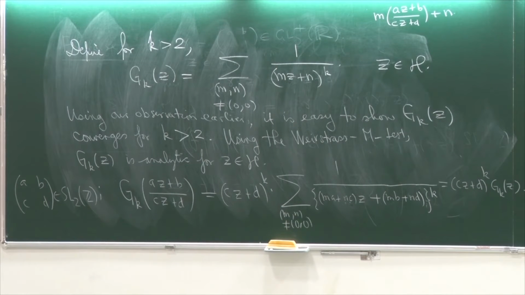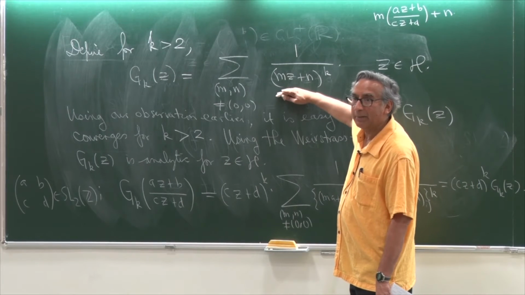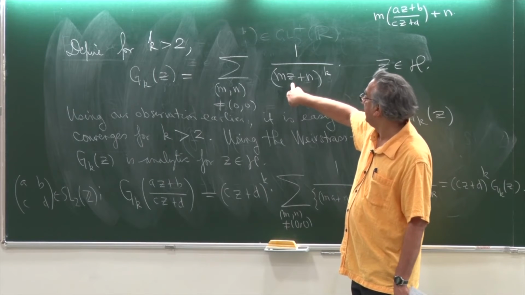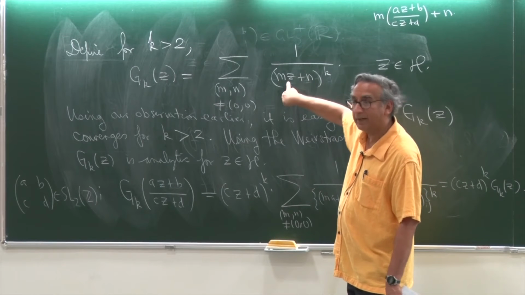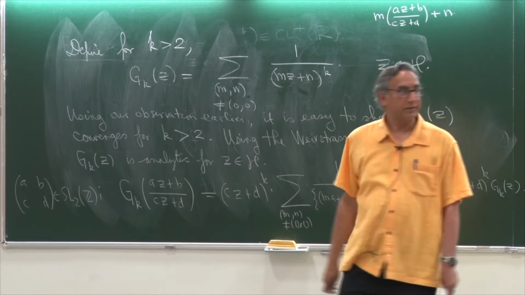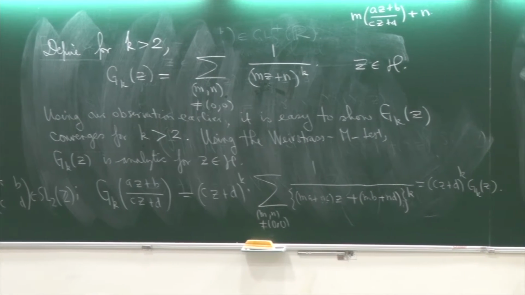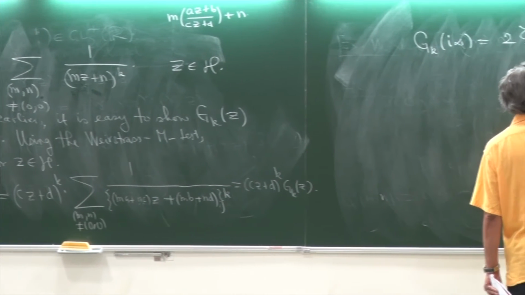What is the behavior of this modular form at infinity? For everything in the upper half plane, it's okay. What happens at infinity? Well, when I plug in z equals i infinity here, 1 over infinity is 0. So the only way this can survive is if m is 0, and of course n should not be 0. And so it's not a big deal to see that g_k of i infinity is 2 times zeta of k, where zeta is the Riemann zeta function.